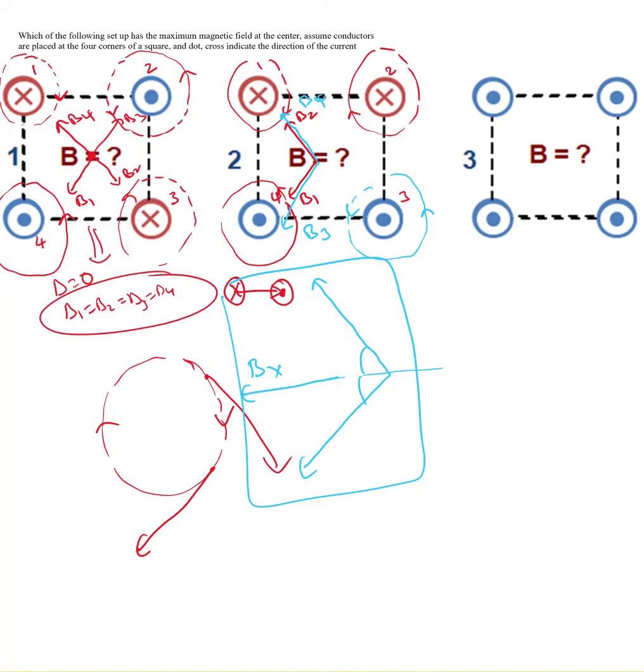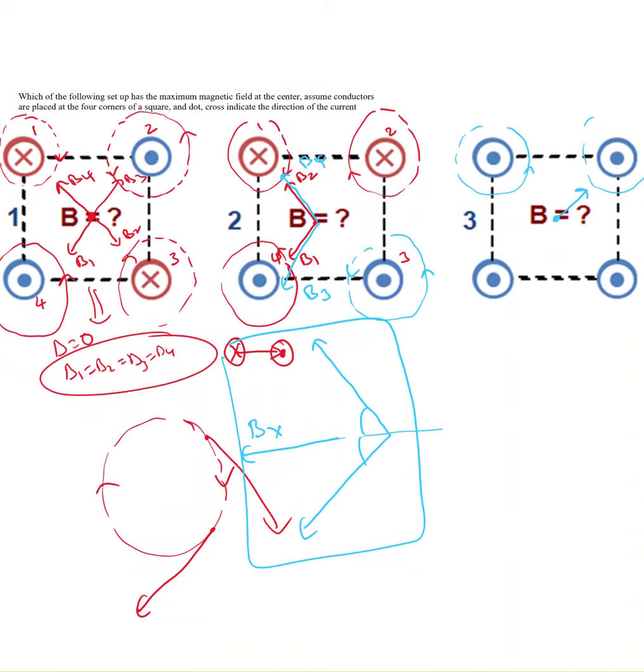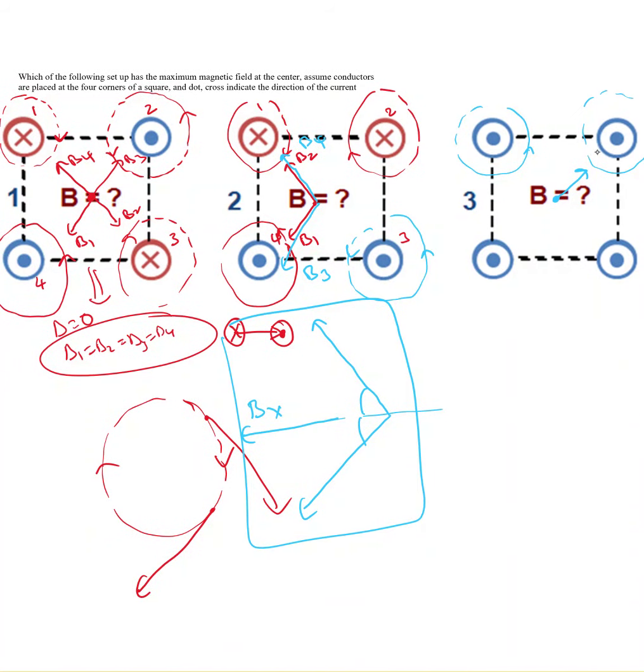Now when it comes to the third case, here is the magnetic field. At the center, it's going in this direction, coming towards like this. I'm taking conductors 1, 2, 3 and 4. My third conductor is like this, so it's going to be something like this.